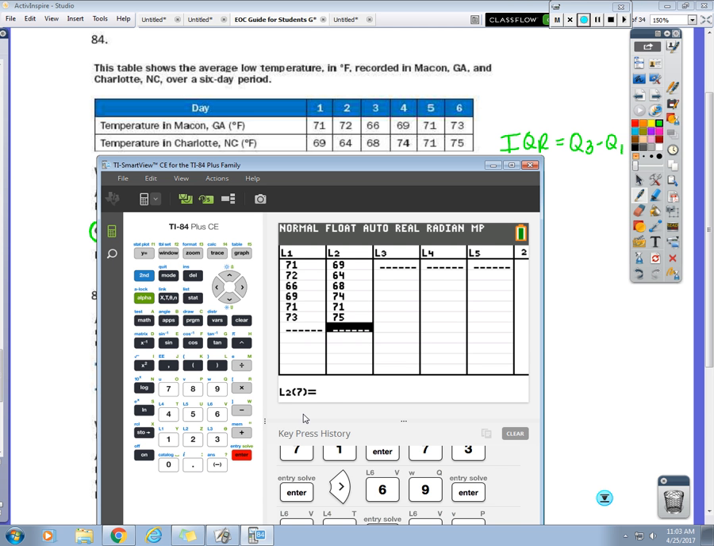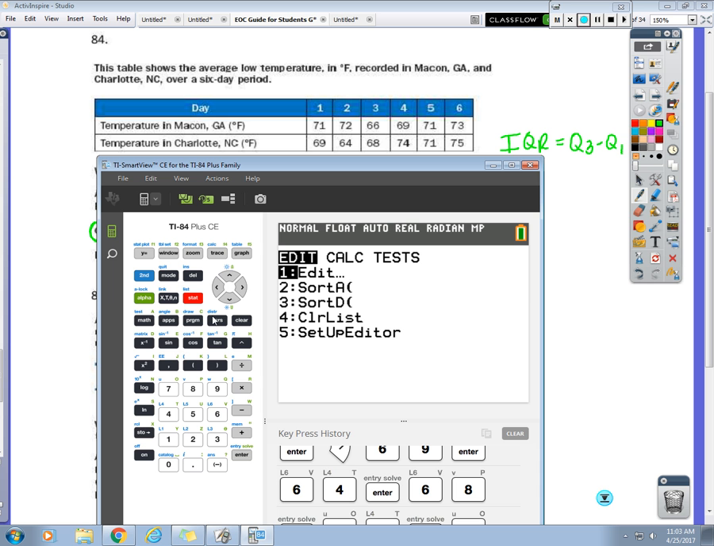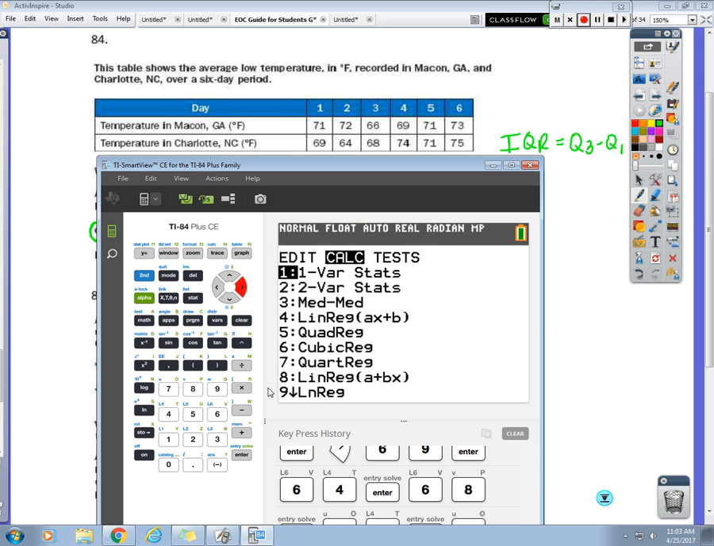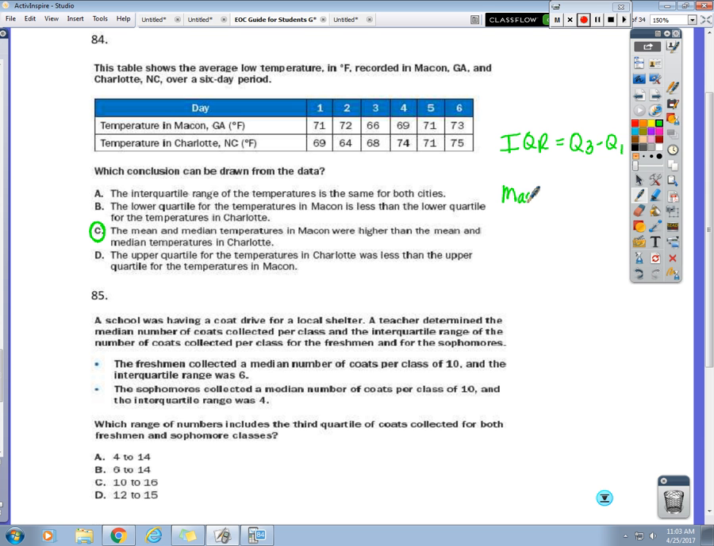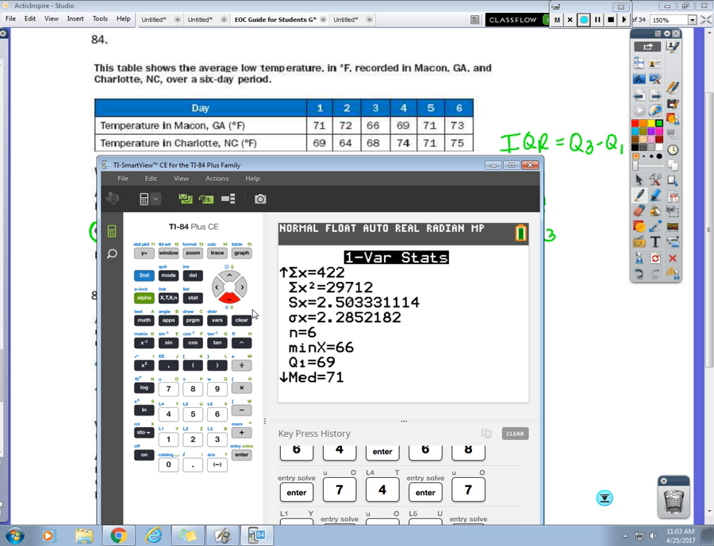Now that the data's in there, Nehemiah, remind us what we go to next. Stat. Calc. One variable. And look, right now though, it says list L1, which means we're calculating the data for Macon. So we go down to calculate. And there's all the information you need to know for Macon. What is Macon's average temperature? Right, mean is X bar, so the mean of Macon's temperature is 70.3. So I'm just going to write Macon right here and put the mean is 70.3. It also asks about the median. What does it say the median is for Macon? 71.